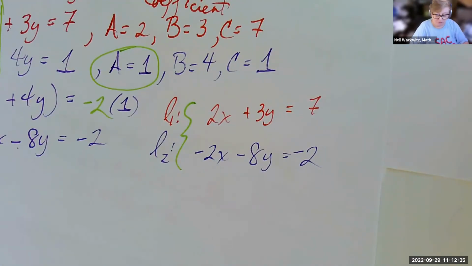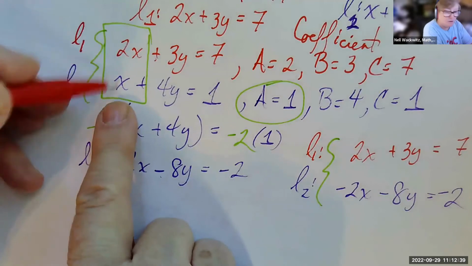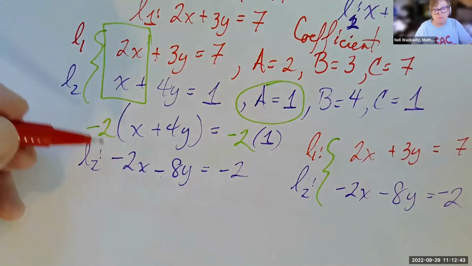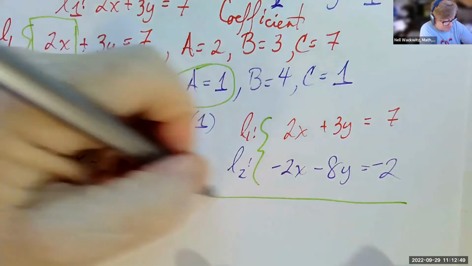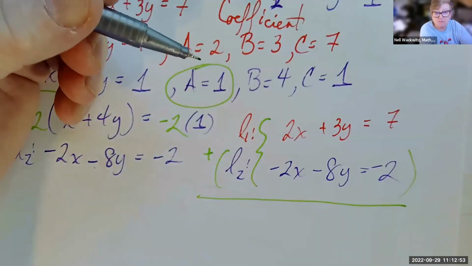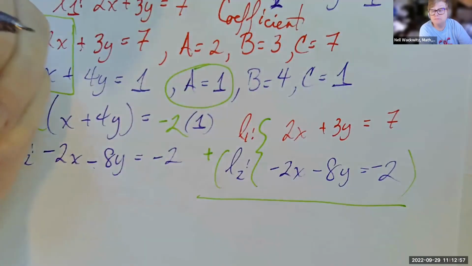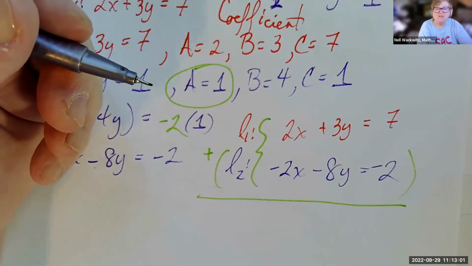And what do we do? Why did we choose to make the x coefficients opposite sign? So they can cancel out. That's right. Good. And that's what we're about to do. So 2x minus 2x. They cancel out. That's right.